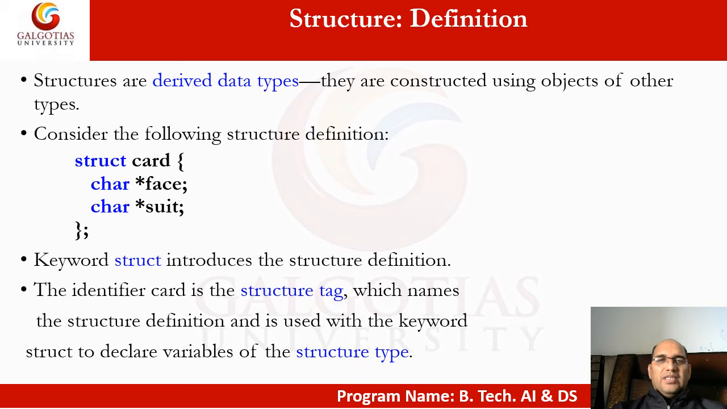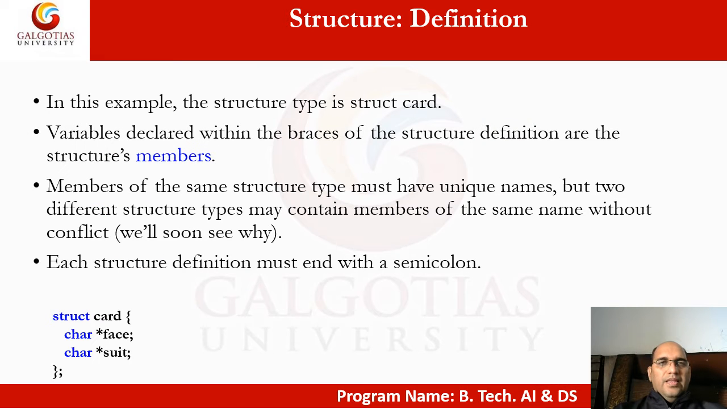The keyword struct introduces the structure definition. The identifier card is the structure tag which names the structure definition and is used with the keyword struct to declare variables of structure type. So I'm talking about this actually, the card. So card is your structure tag, which is used with the keyword struct, right? In this example, the struct type is struct card. You can see here at the bottom, this one.